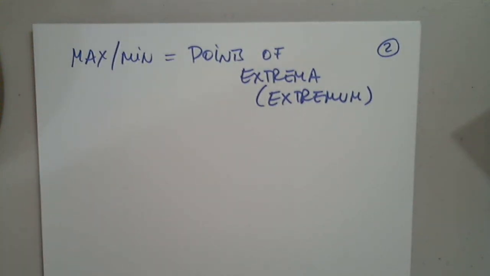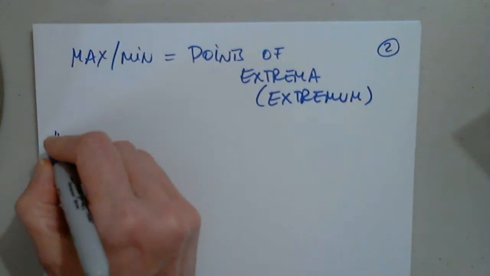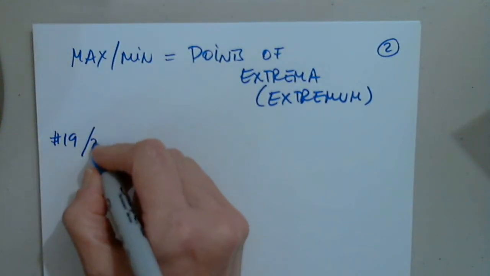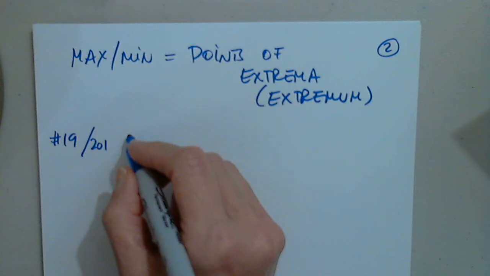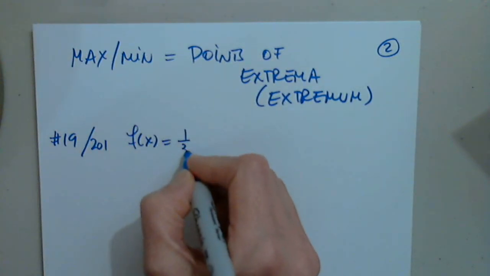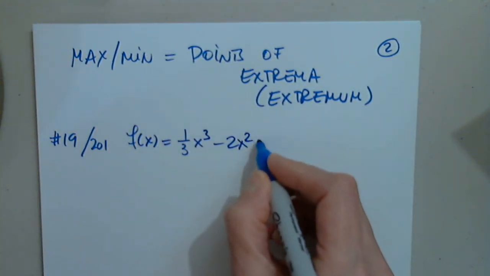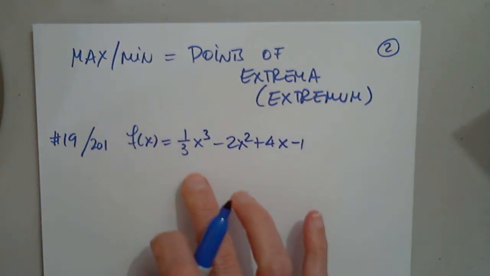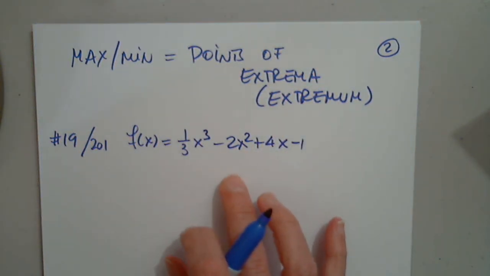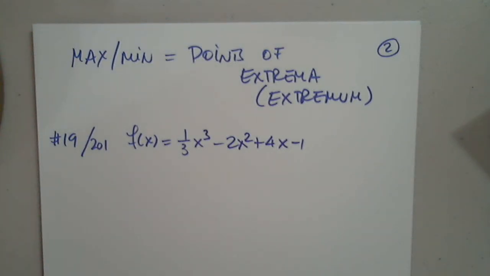Okay, so can anyone choose anything from 1 through 34? Well, how many do you have to copy? So, 19. Which one? 19, you said? Correct. Okay, perfect. Let me copy it. So this is 19 on page 201, and it's f of x equals 1/3 x cubed minus 2x squared plus 4x minus 1. I'm checking. 1/3, yes, x cubed minus 2x squared, yes, plus 4x minus 1. Okay.